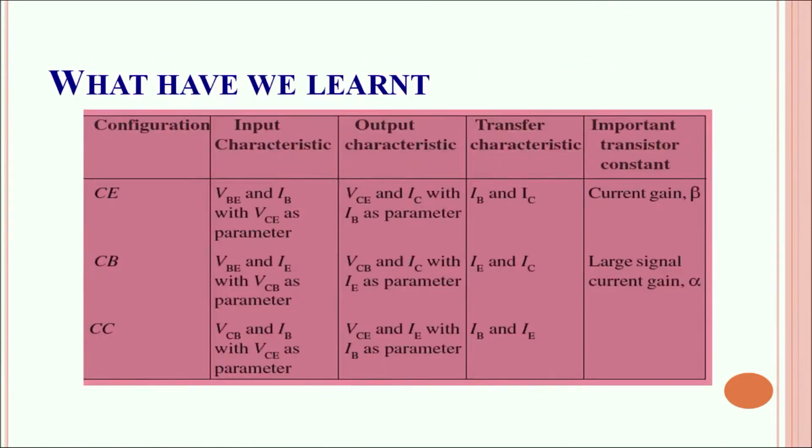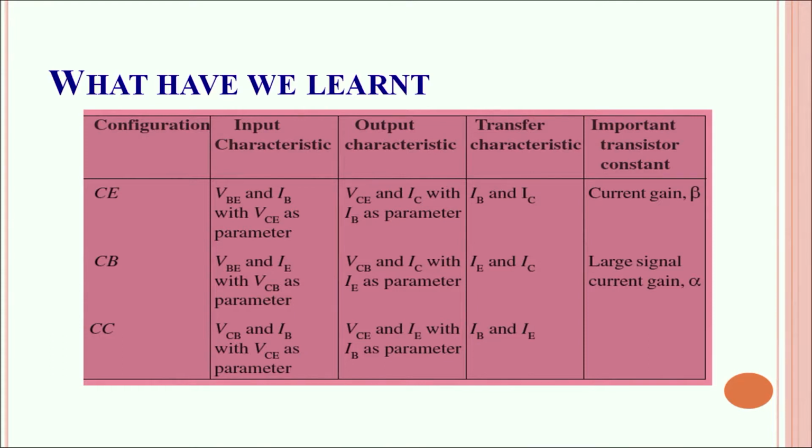Let's recollect what we have learnt in this particular topic. A transistor, which has basically three distinct regions, the emitter, the base and the collector, can be arranged by choosing two of the terminals or two of the regions as input and the remaining two, keeping one in common, as the output circuit. So, in the first configuration, that is the common emitter configuration, the input characteristics are the base current and the base emitter voltage, keeping the collector emitter voltage as a parameter. We have plotted the input characteristics as seen in the graph.